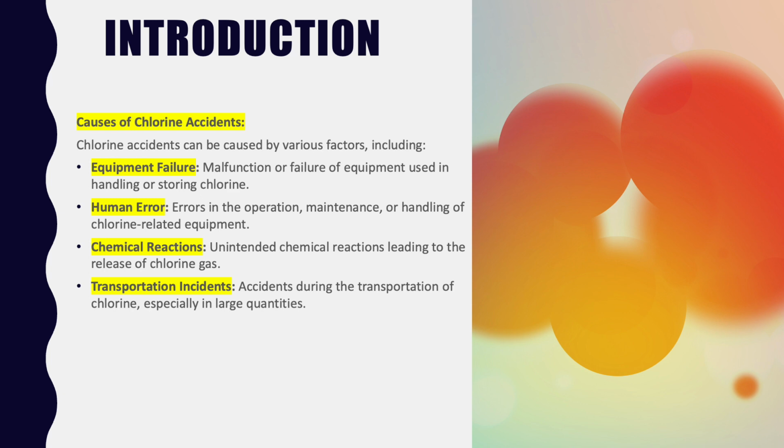Causes of chlorine accidents. A chlorine accident can be caused by various factors, including equipment failure, meaning malfunction of equipment used in handling or storing chlorine. Human factors, meaning errors in the operation, maintenance or handling of chlorine-related equipment. Chemical reaction, meaning unintended chemical reactions leading to the release of chlorine gas. Transportation incidents, meaning accidents during the transportation of chlorine, especially in large quantities.